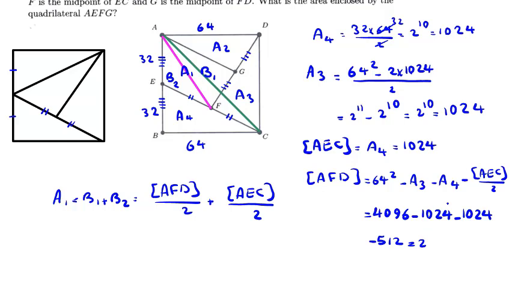Now it will be equal. These two things will be 2048. This minus this will be 2048. So minus 512, it will be 1536. Now, if I calculate this part, AFD over 2, which will be this over 2, 768, plus AEC over 2, which will be 512.